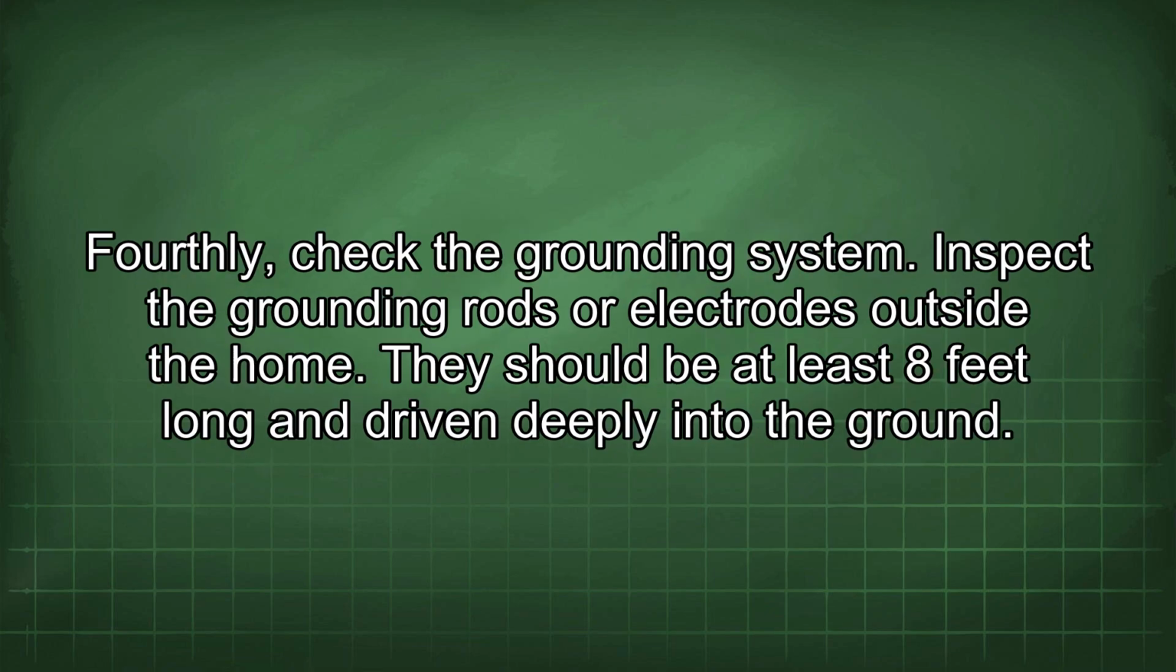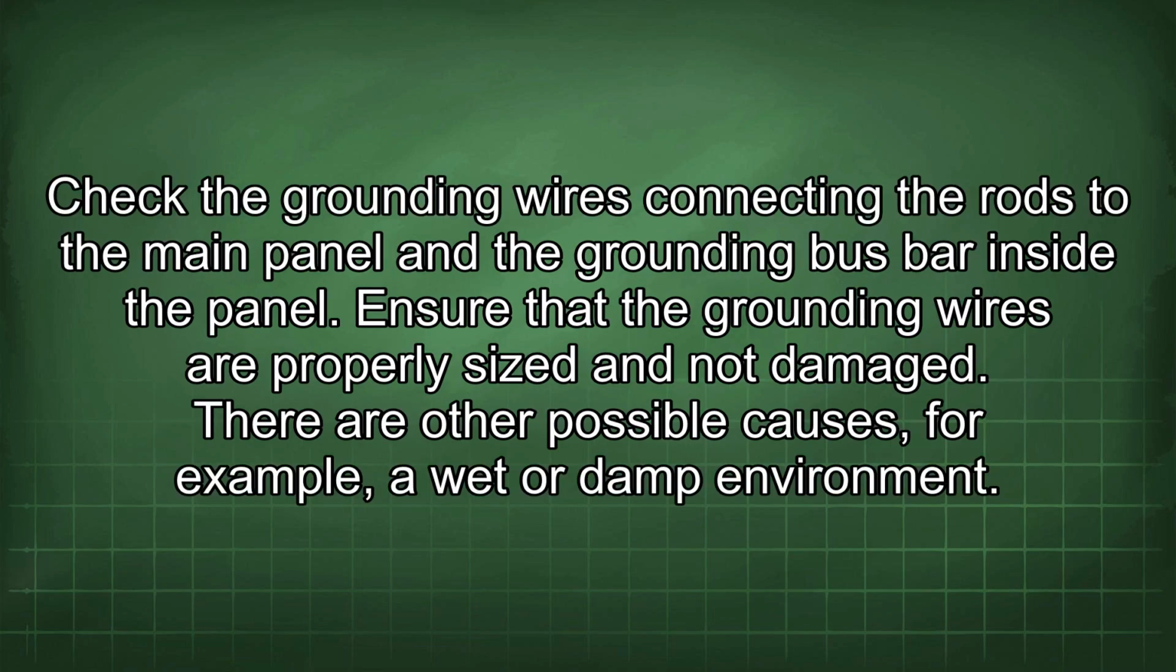Fourthly, check the grounding system. Inspect the grounding rods or electrodes outside the home. They should be at least 8 feet long and driven deeply into the ground. Check the grounding wires connecting the rods to the main panel and the grounding bus bar inside the panel. Ensure that the grounding wires are properly sized and not damaged.